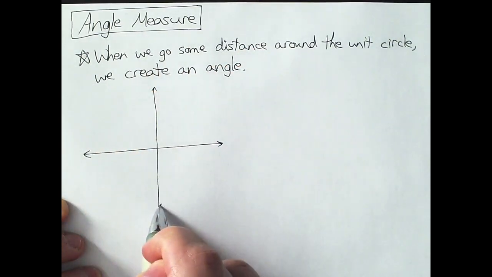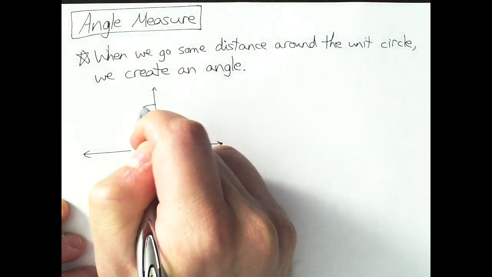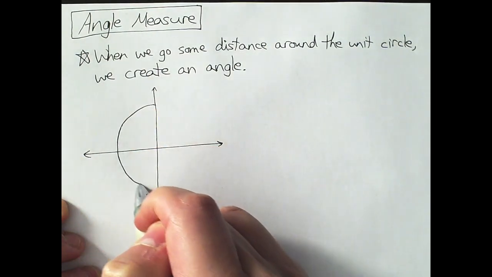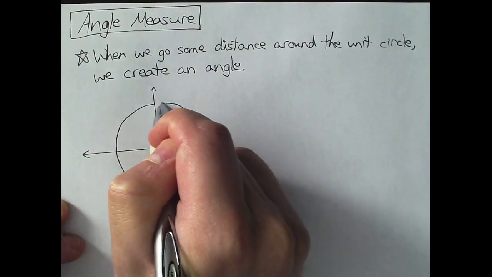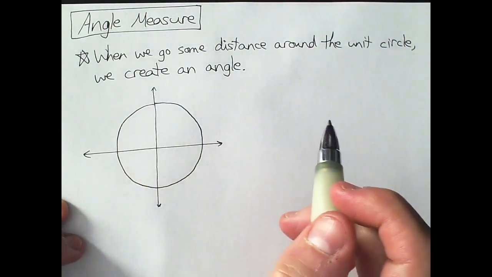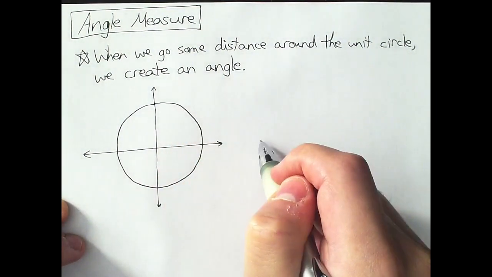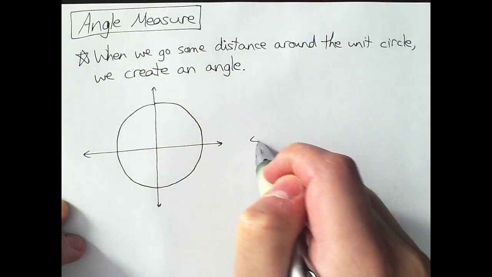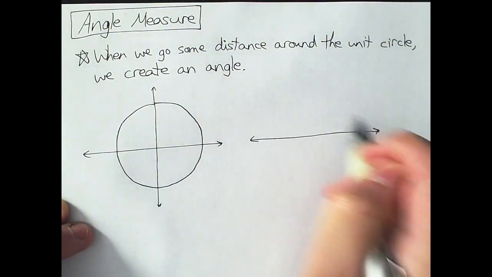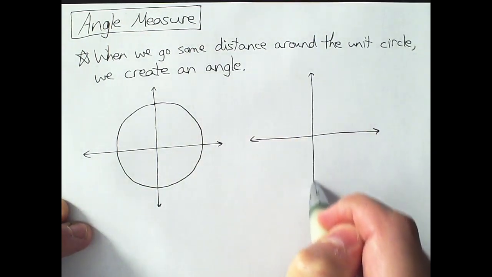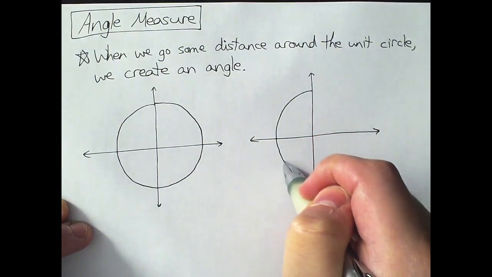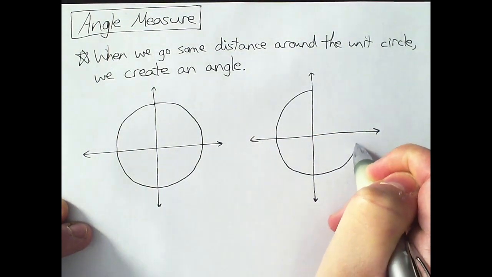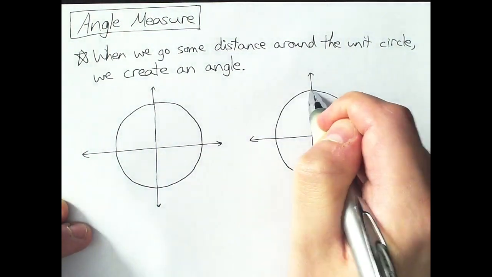Now, I think in the lessons up until now, I don't know if we've used the word angle. I've actually tried to avoid using the word angle because it's really the topic of these lessons and this chapter. Let me draw two examples here. I want to show you how going a different distance around the unit circle, a different t value, is going to form a different angle.